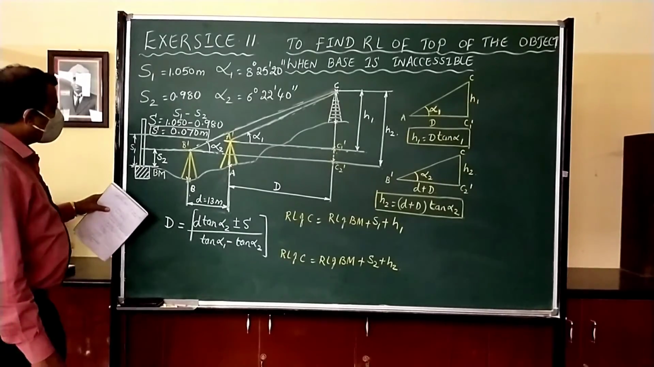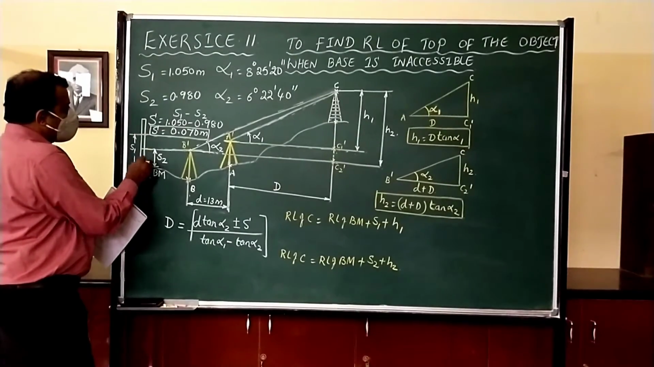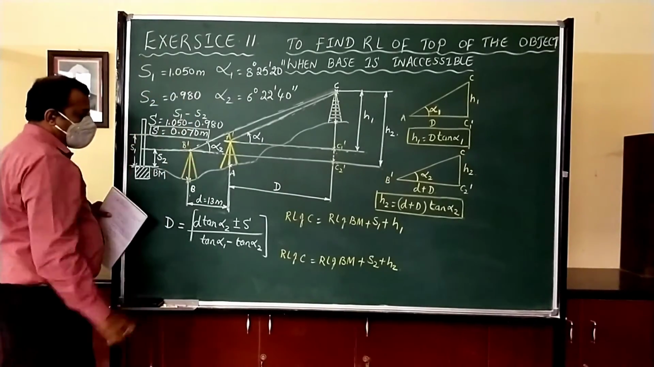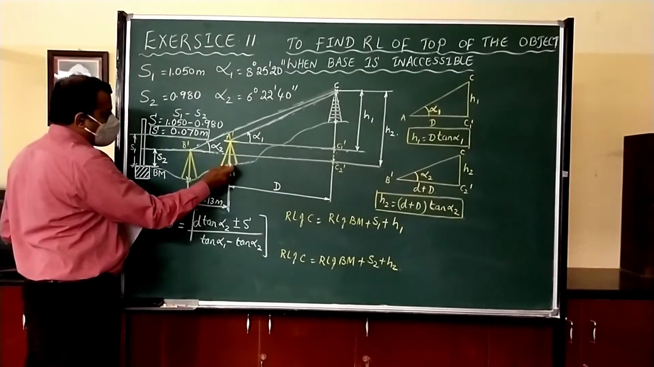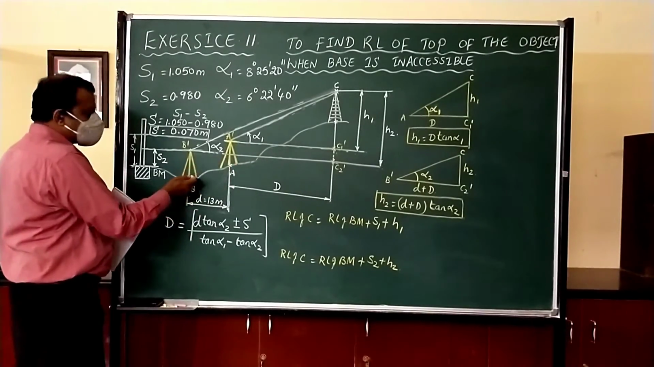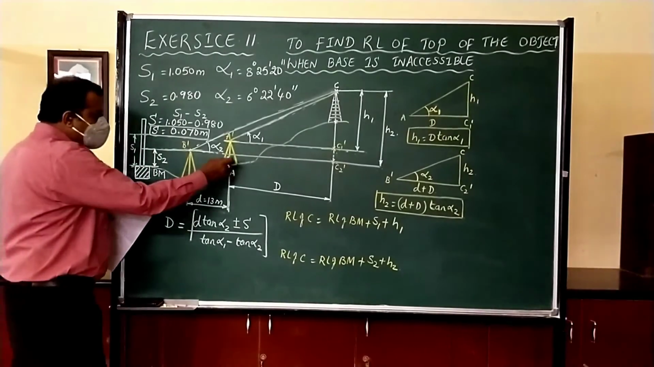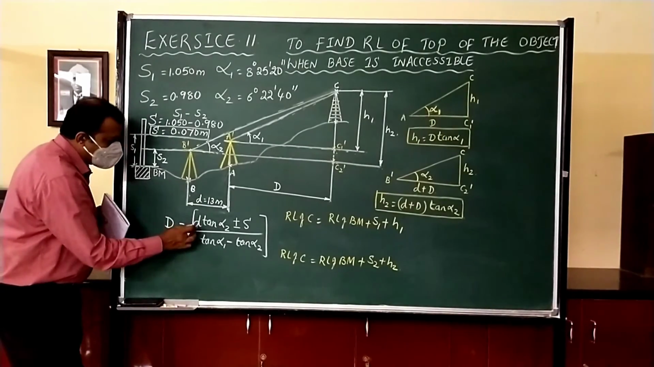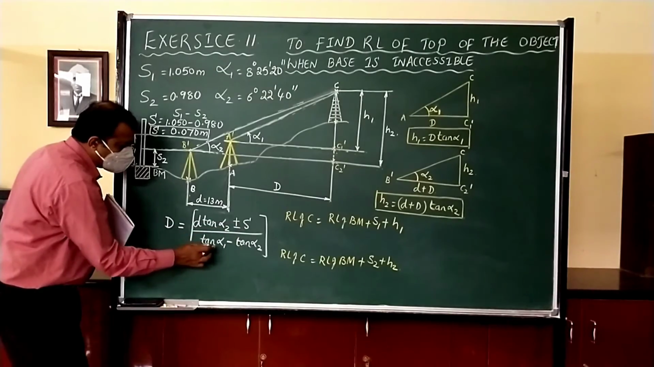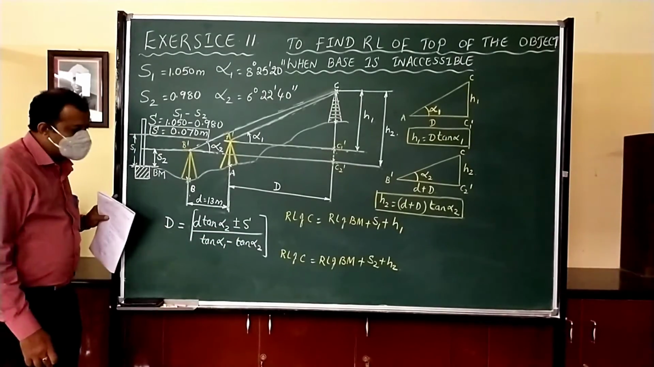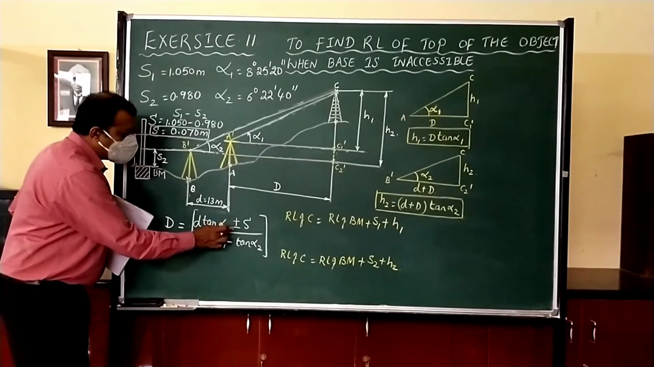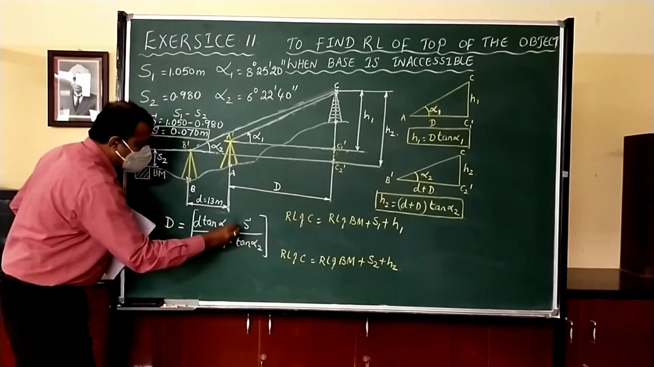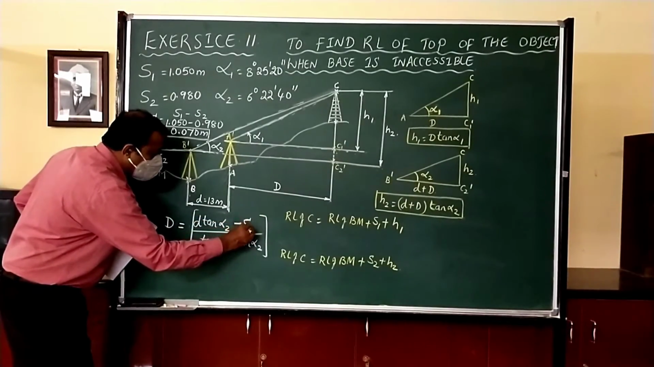If you see here, the staff reading at S1 is higher than the staff reading at S2. S1 is greater than S2. That means station A is higher, station B is lower. When station A is higher, station B is lower, for finding horizontal distance D, we have the formula: D tan alpha 2 plus or minus S divided by tan alpha 1 minus tan alpha 2. In this formula, we are going to use the minus sign because station A is higher than station B.